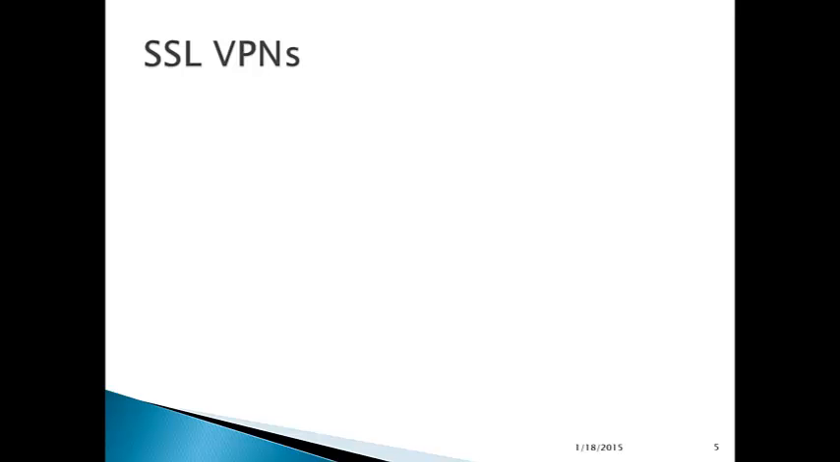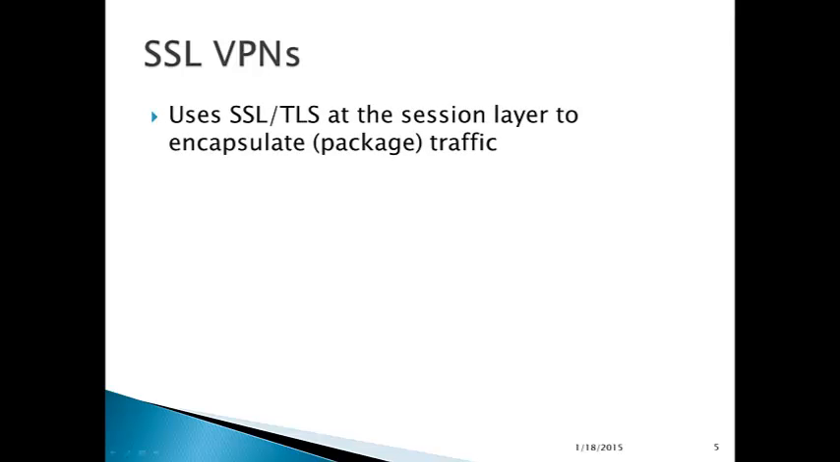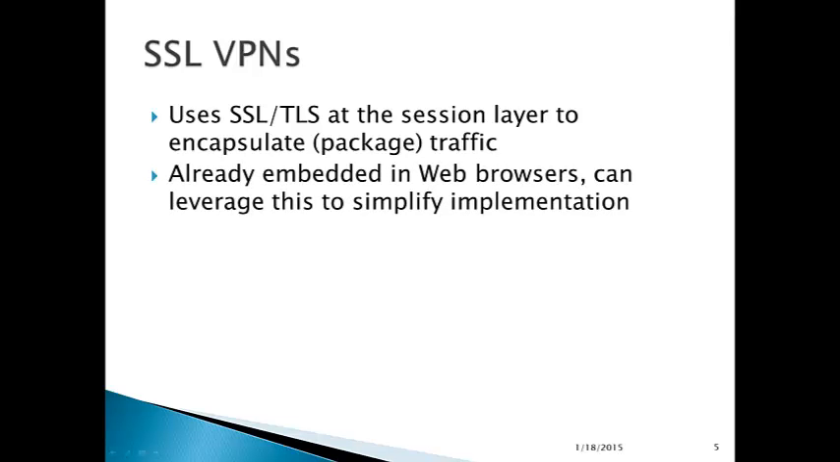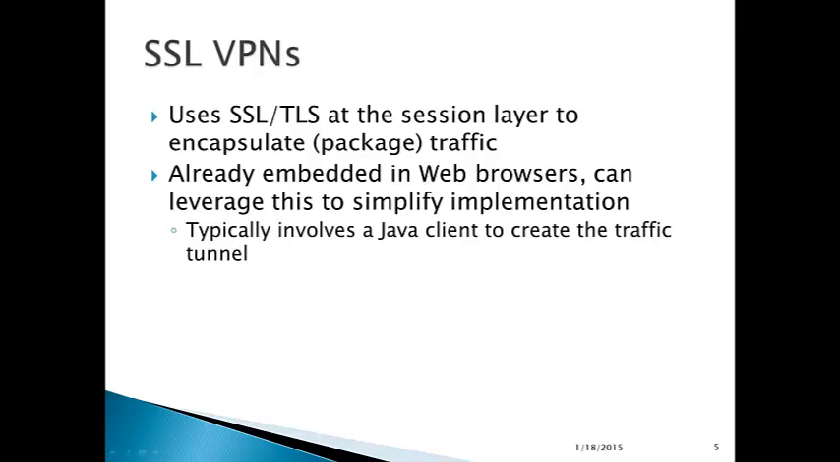Now, another type of VPN actually works at the session layer, the so-called SSL VPNs. They use SSL or TLS at the session layer to encapsulate or package traffic. Since SSL is already embedded in web browsers, you can leverage this ubiquitous presence of SSL in every common web browser to simplify implementation. Typically, this involves a Java client to create the traffic tunnel. What you're doing is not just having a browser talk to a browser, but using the browser to receive the SSL traffic and then funneling it through a Java applet or application in order to create a virtual network connection on your own machine.